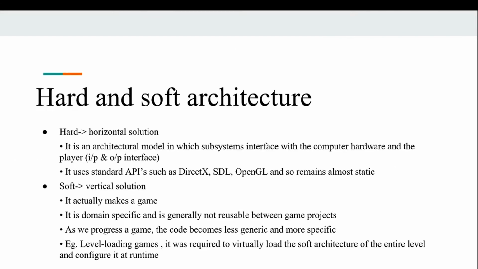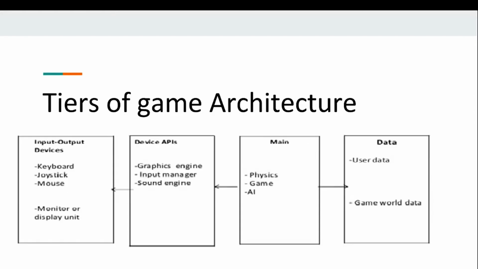Hard and soft architecture. Hard architecture is the horizontal solution, and it is an architectural model in which subsystems interface with the computer hardware and the player. Soft architecture is the vertical solution which actually makes the game and is domain specific. It's generally not reusable between game projects. There are 4 tiers of game architectures: input and output devices, device APIs, main, and data.